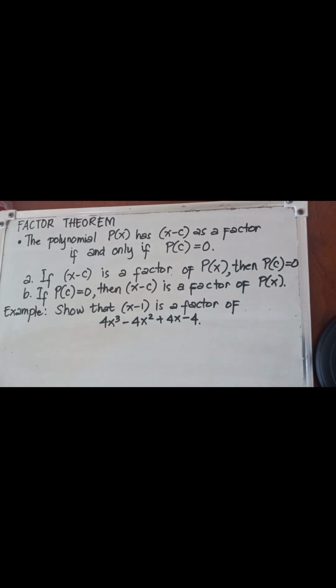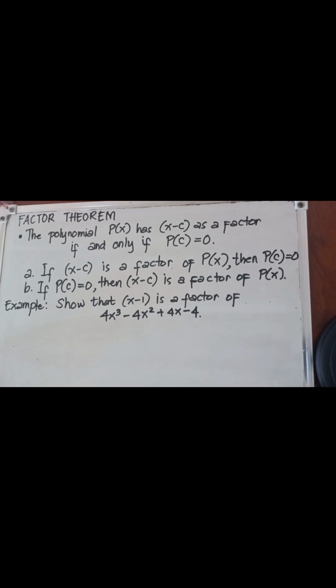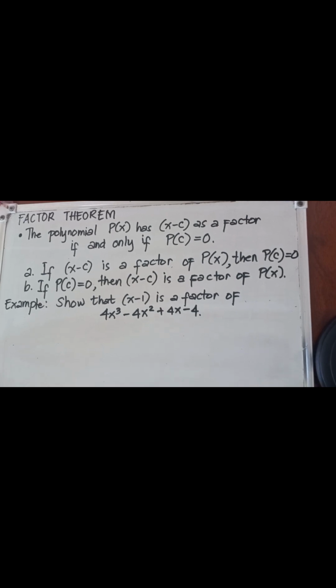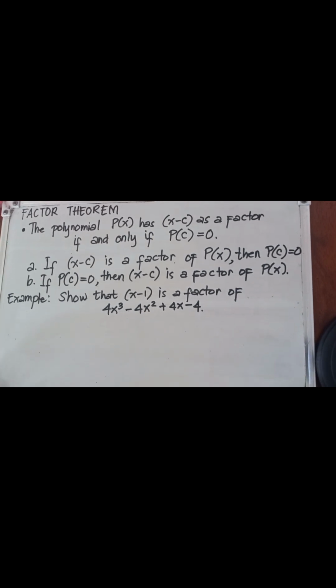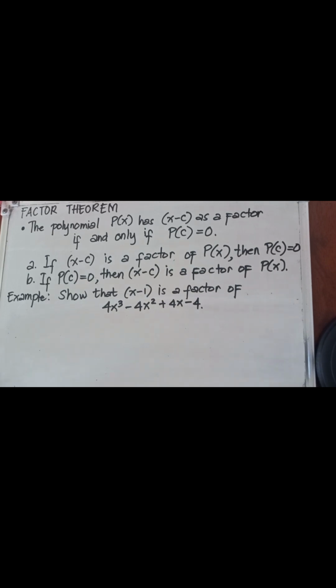Show that x minus 1 is a factor of 4x cubed minus 4x squared plus 4x minus 4. Now, in the lecture, they use the second way to find the remainder, which is by evaluating or substituting the value of c. Now, let us try to use synthetic division to find the remainder.